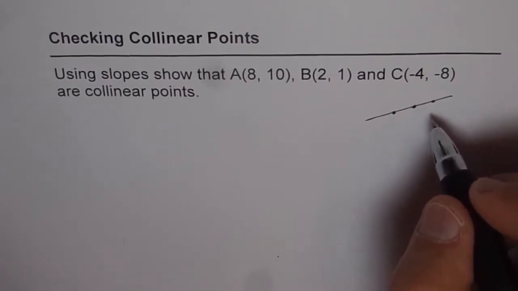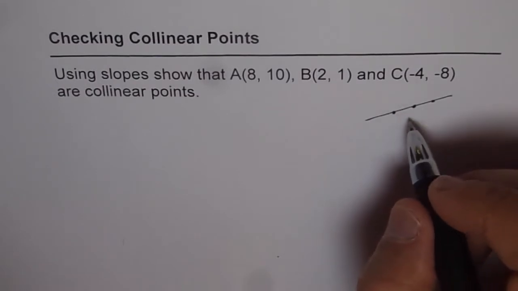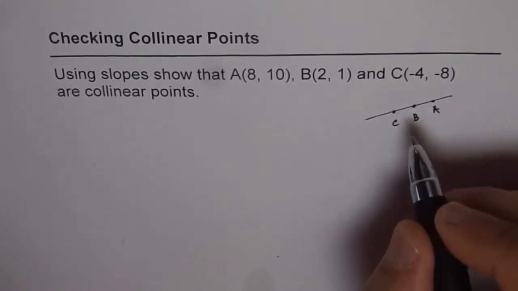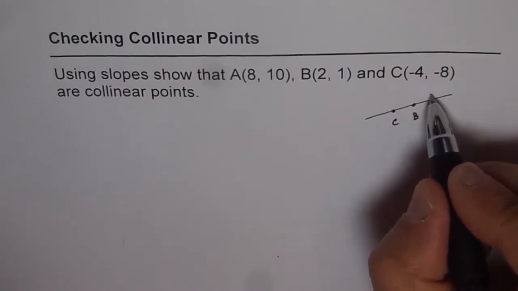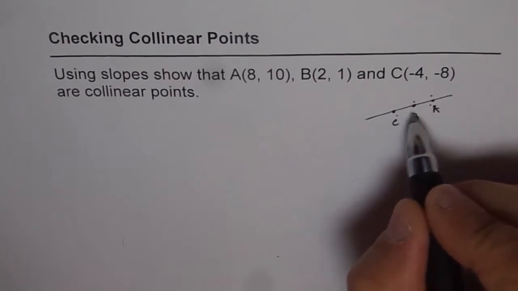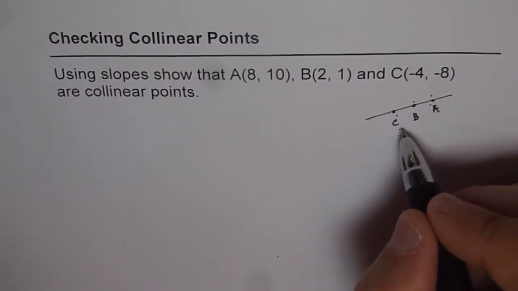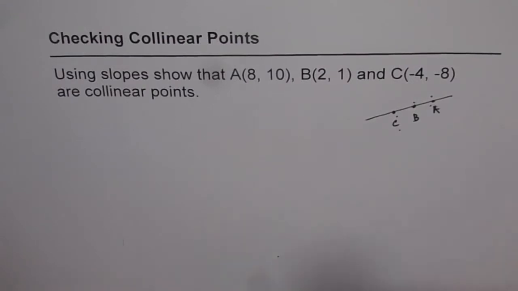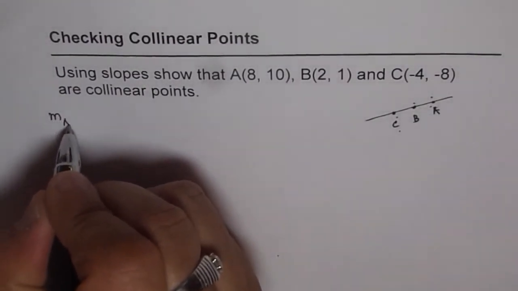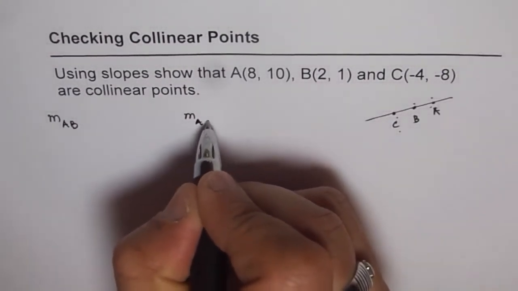Now the second part is, how do you check that they are collinear? Let's say we have 3 points, A, B and C. If you find the slope of A with B, and it is the same as from A to C, then that means they are collinear, right? If C is somewhere else, then the slope will be different, as you can see from here. So that is the strategy. We'll find the slope from A to B, and the slope from A to C.